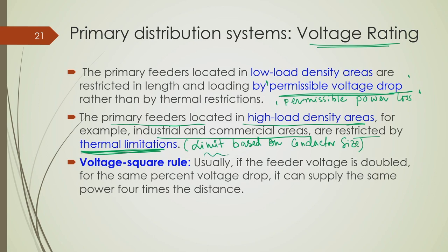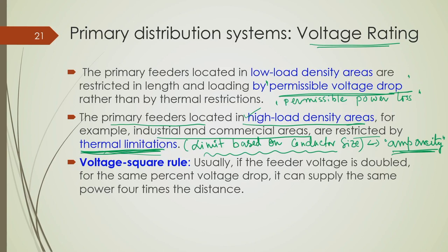Okay. So, there is one limit based on the conductor size, that every conductor has some current carrying capacity. Sometimes we call it ampacity. Ampacity means AMP corresponds to ampere, then capacity, that is called the ampacity limit. So, this is basically decided upon the size of that particular conductor. And for high load density areas, this limiting factor is the thermal limit, because in those distribution networks, these distribution lines are heavily loaded, they carry more amount of current. So, the limiting criterion is the thermal limit, that is the ampacity limit.